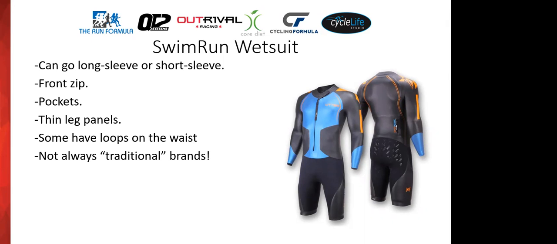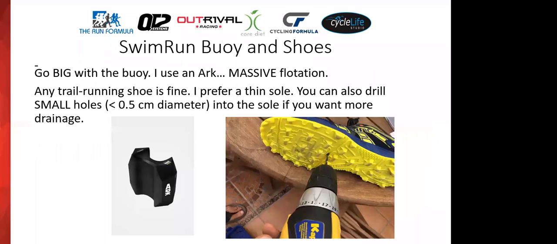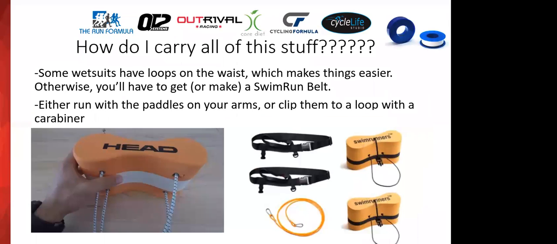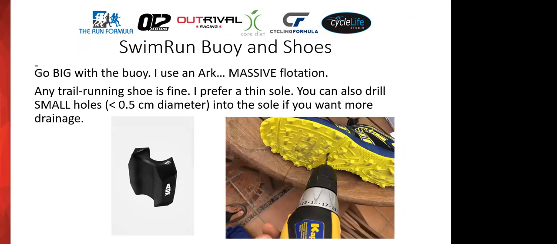Some of them have loops on the waist, which can be helpful. If you don't have loops on the waist, you're going to want to buy a belt, and I'll get into that on one of the next slides. So I'm skipping ahead to a slide, but you can see here on the right, that's the type of belt you would buy. And you see the D-rings on there. That's so you can clip in a buoy, clip in your paddles, clip on your tether. But anyways, back to this slide.